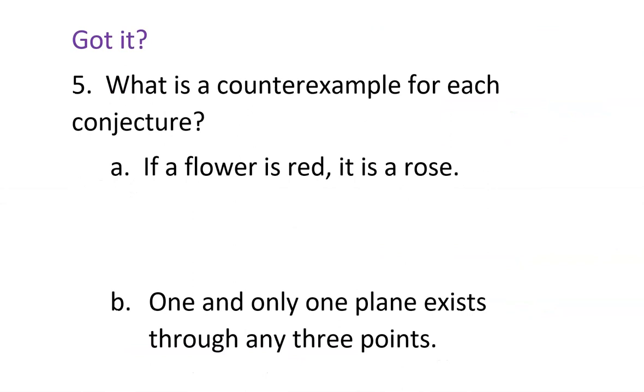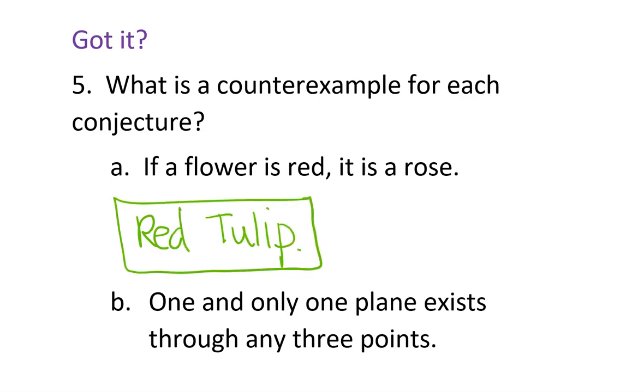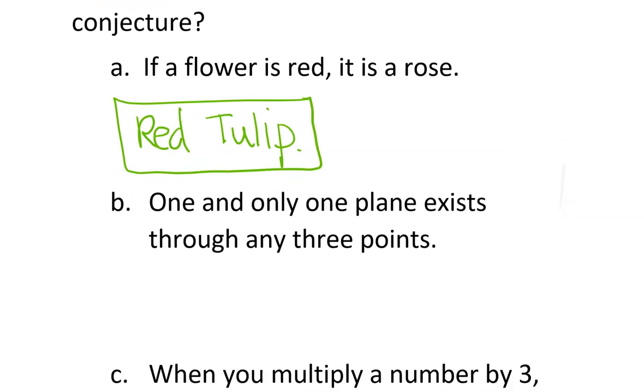Got it? Question number 5. What is a counterexample for each conjecture? If a flower is red, then it's a rose. So again, you're looking for a counterexample. So think of a flower that's red that's not a rose. The first one that comes to my mind is a red tulip. There's lots of other flowers that you might be able to mention that are red but not a rose.